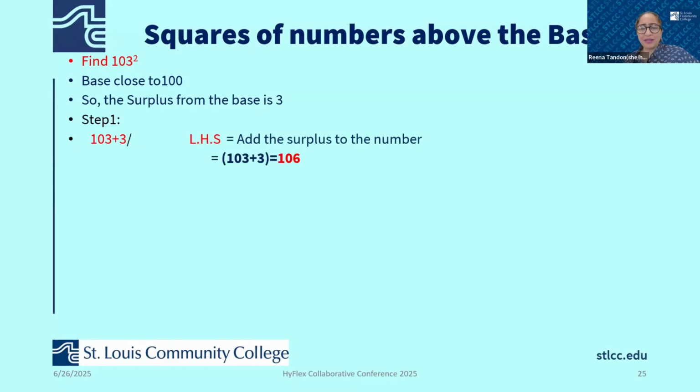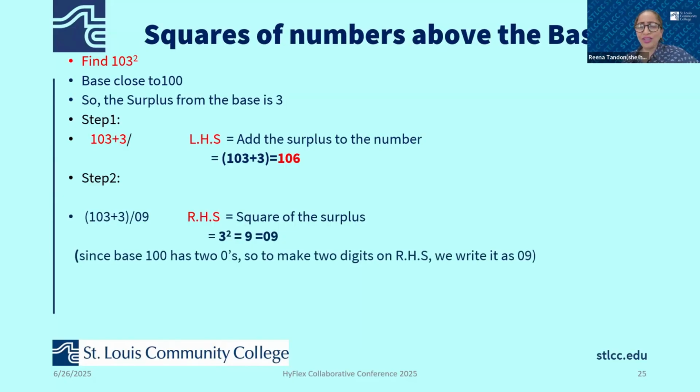And for the right-hand side, we have a surplus of 3, right? So we do this 3 squared, that is 9. We are not writing only 9, we will write 09. So that's my answer. Don't you think it is very easy? If we are following the pattern, you can easily attempt these questions. I hope it is okay.